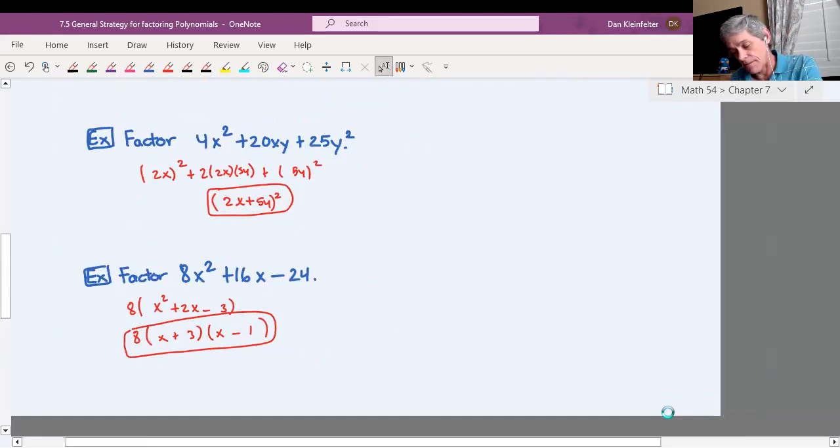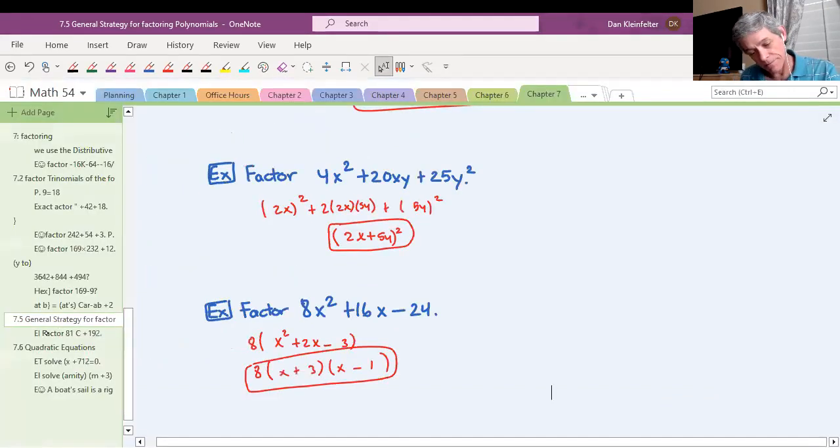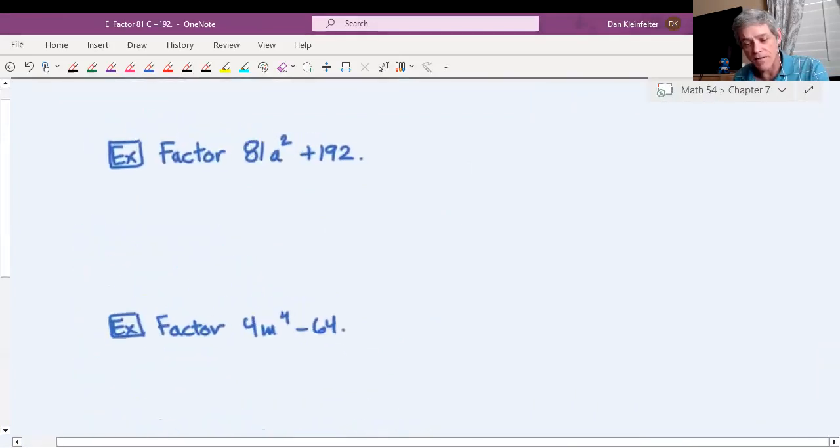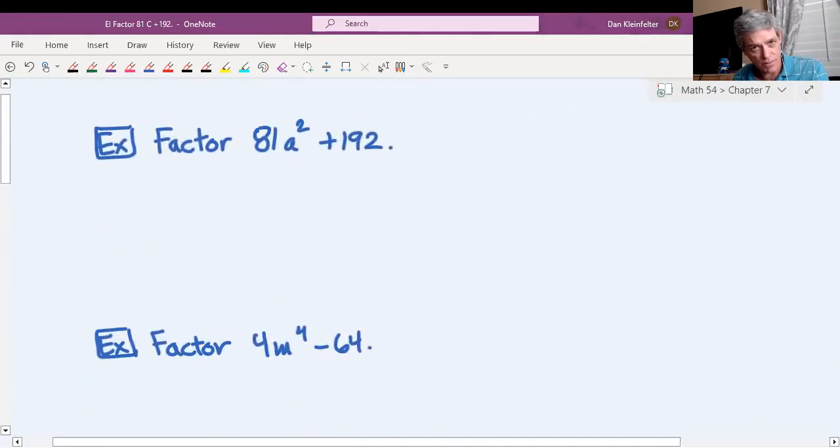Okay, that's the end of that page. Let's see what else we've got. Just a few more examples. This section, there was not a lot of instruction with it, just going over that basic strategy and then a whole bunch of examples. All right, 81a squared plus 192.